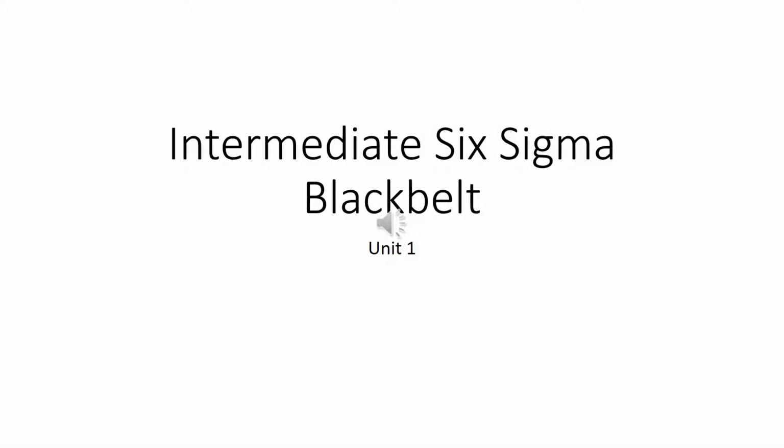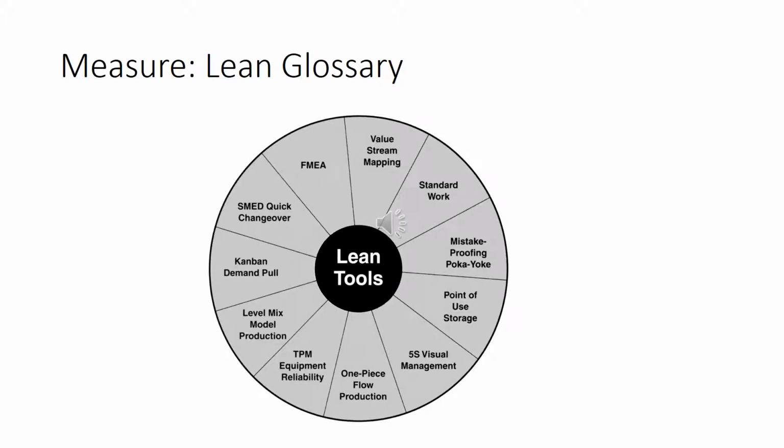Unit 1 of Intermediate Six Sigma. We're going to talk a lot about measuring now. To start off with measure, let's talk about lean, the lean glossary. Oh my, it's a whole new language. And there are many terms.